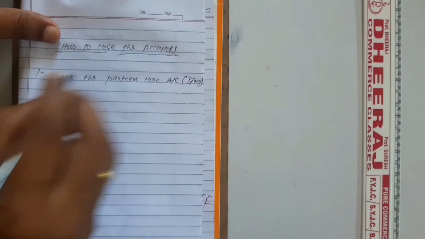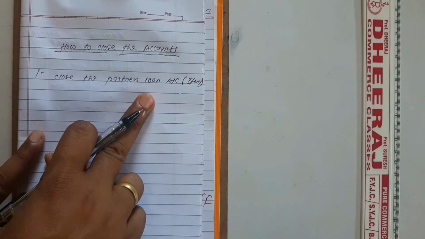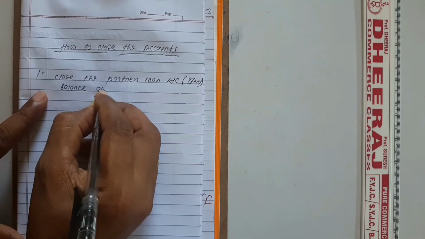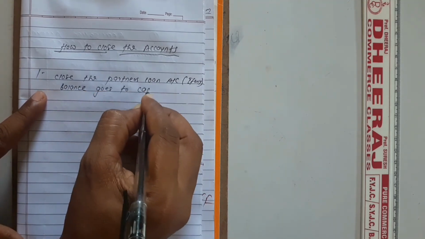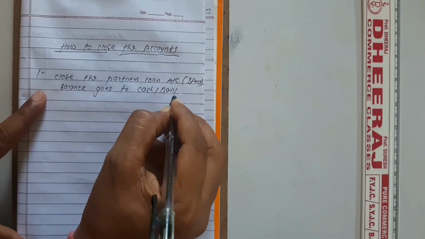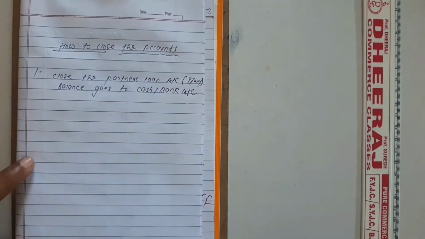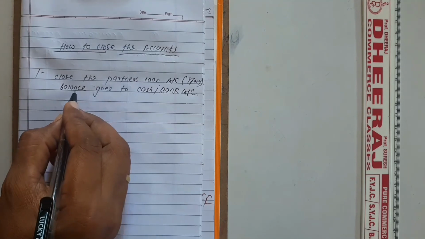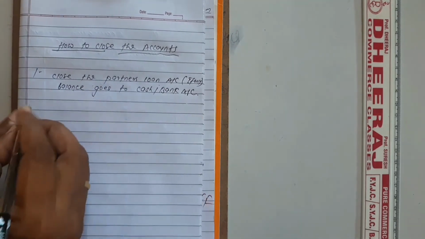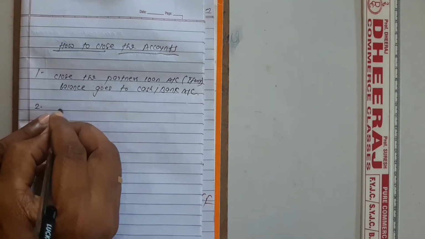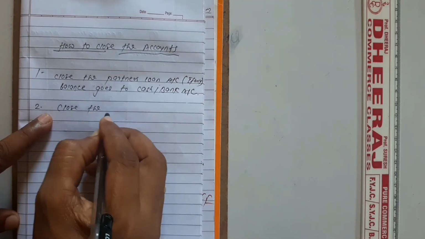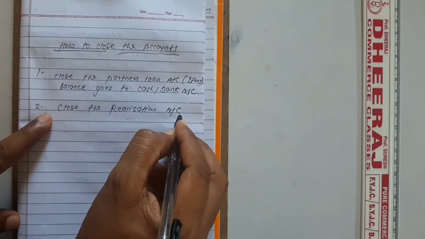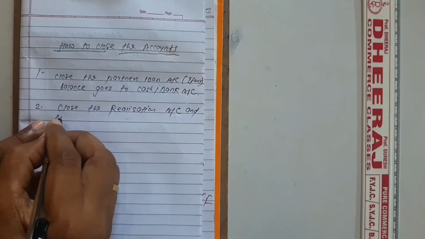If there is a partners loan, first of all we have to close the partners loan account, and the balance if any goes to the cash or bank account. Got it? The balance goes to the cash or bank account. So this is the first step: close the partners loan account and the balance if any goes to cash or bank account. Now step number 2, close the realization account.